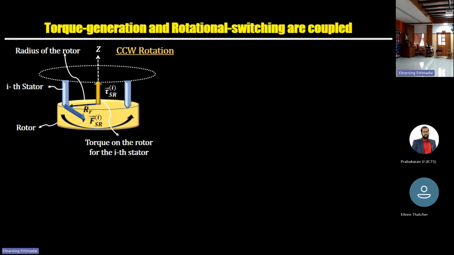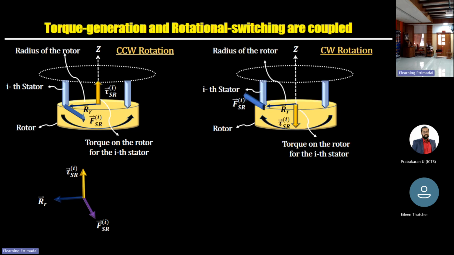Now you can see why CCW rotation. This is the stator. It is making one force, and this is the Z axis. From the torque relation, this is the tau, the stator-rotor interaction. The torque is acting along that direction. This is the radius, and this is the force. So it is rotating anti-clockwise. In this CCW direction, you can explain it very simply with a vector model. Now the direction is changed.